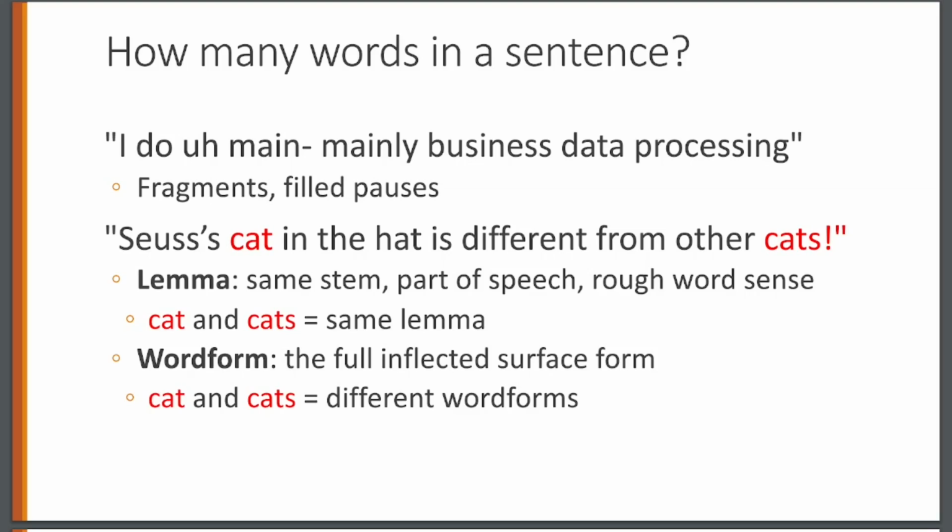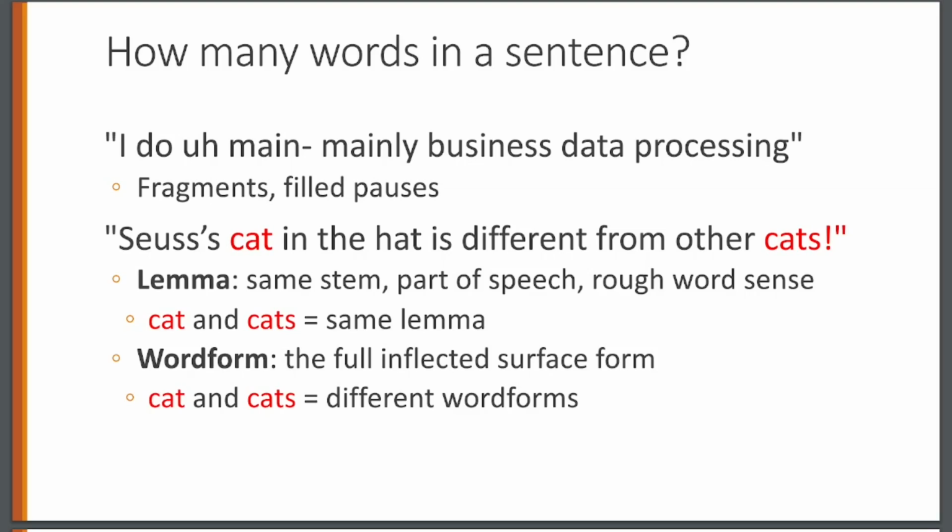So let's think about the sentence, Seuss's cat in the hat is different from other cats. If I ask you how many words are in that sentence, I could really be talking about two different things. One, how many lemmas appear in that sentence, where a lemma is just a set of words that all share the same stem, the same root. So in this case, cat and cats would be the same lemma, since they come from the same root.